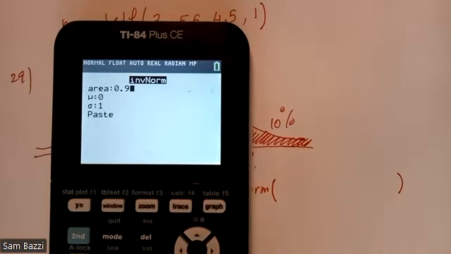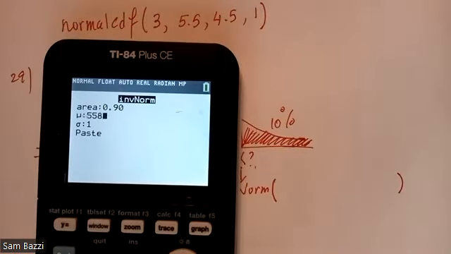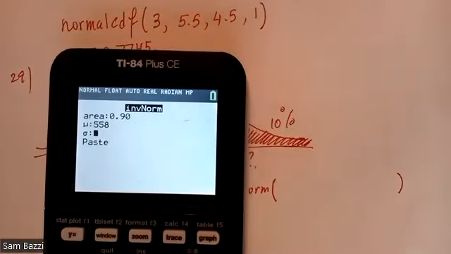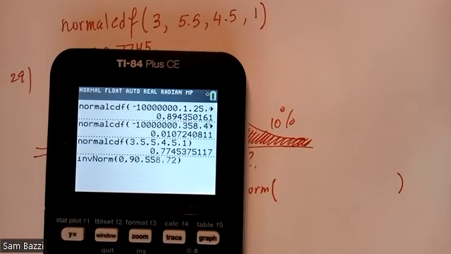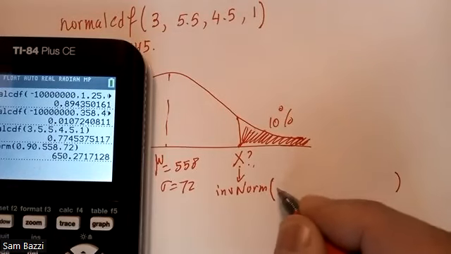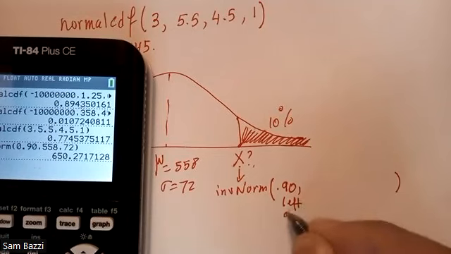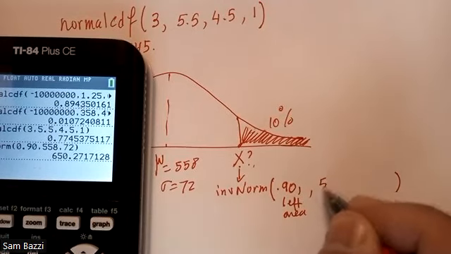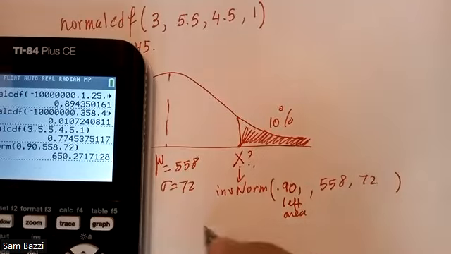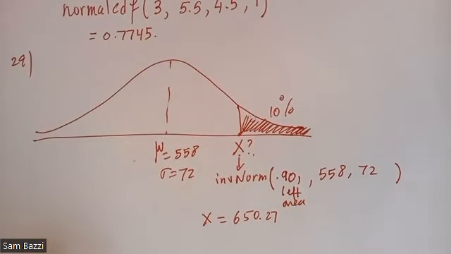So 0.90. Mean, guys, is 558. Standard deviation is 72. And watch, it's going to give you the X value. It's 650.27. So you put 0.90, remember, area to the left, left area, 558, 72, and your X is 650.27. All right, that's 29.